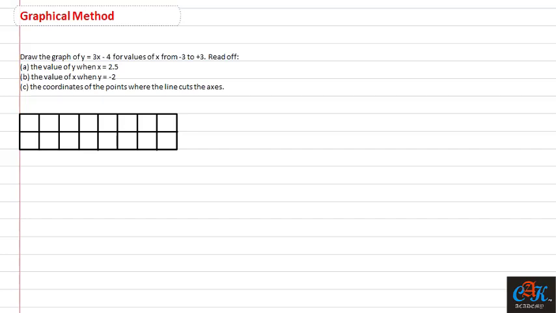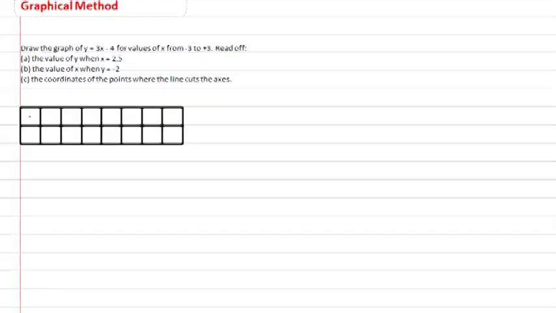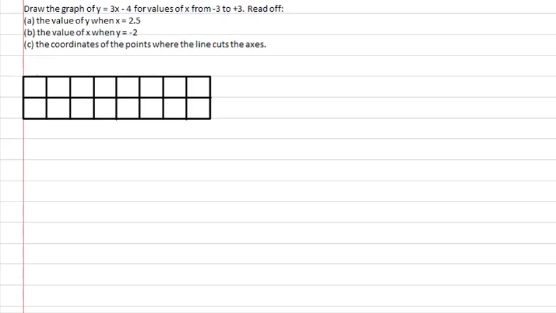Looking at the graphical method of simultaneous equations. To solve this, the question said: draw the graph of y equals 3x minus 4 for values of x from minus 3 to plus 3. What this means is that, let's draw the table. This is the table. Here we have the equation y equals 3x minus 4.